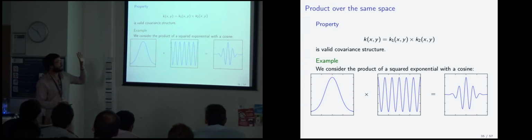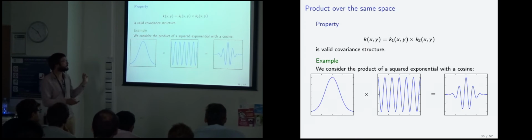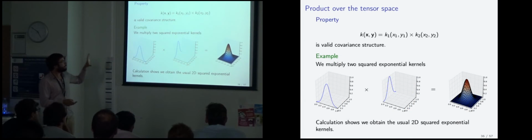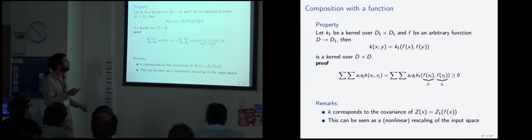OK, so we can make sum of kernels. You've also seen during the lab that we can make product of kernels. That's still a valid covariance function. You can make product of kernels defined over different spaces. That's still a valid covariance function you can play with. And you can compose a kernel with a function, which is what I was talking about earlier on.